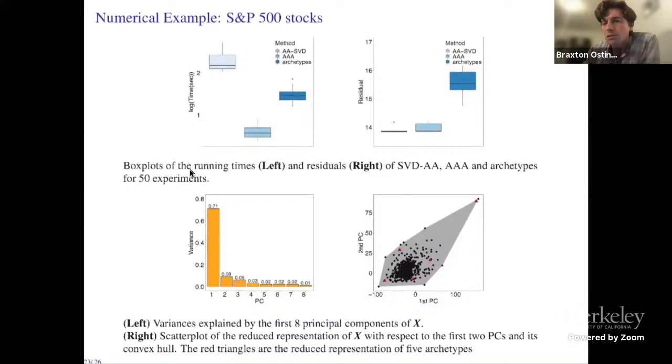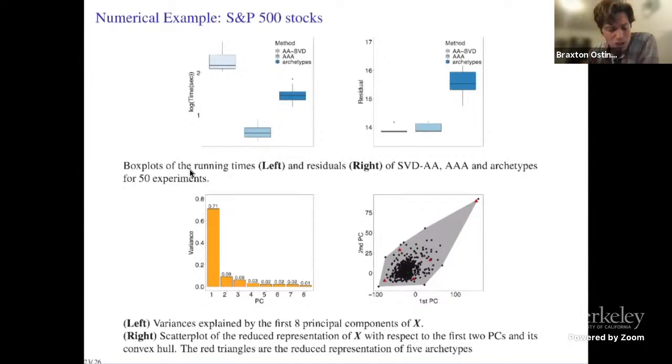And what is surprising is that, of course, the approximate archetypal analysis can't do better than the original archetypal analysis if I look at the residual, but it does much better than the R package. The R package does another approximation. So this is both faster and gives you better results than the R package.